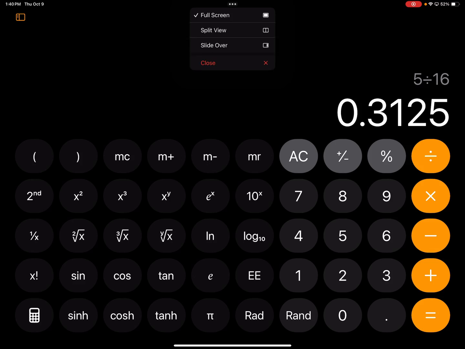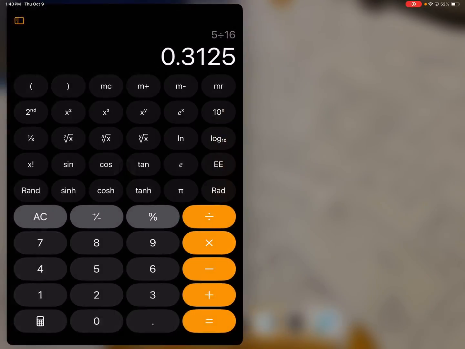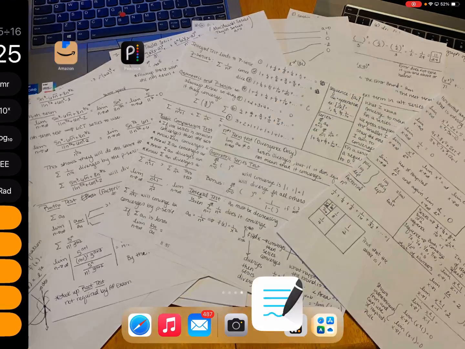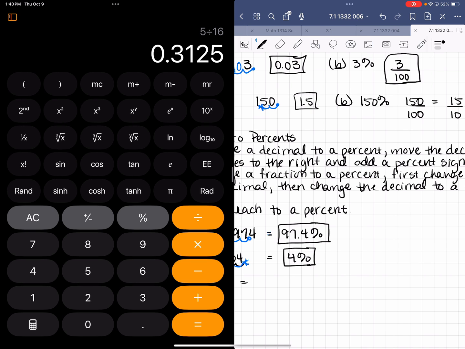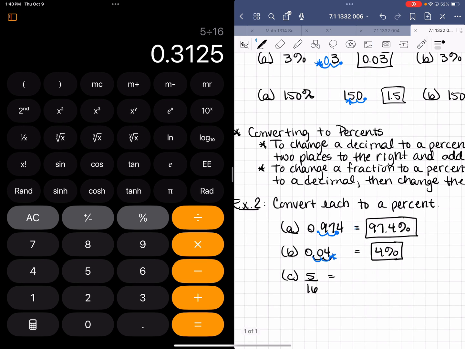Let me see if I can get that screen to split now, if it'll do it. Yep, okay. So that's going to give me 0.3125. Now I'm ready to take that decimal, move it 2 places to the right. 1, 2. And that's going to give me 31.25%. Okay.